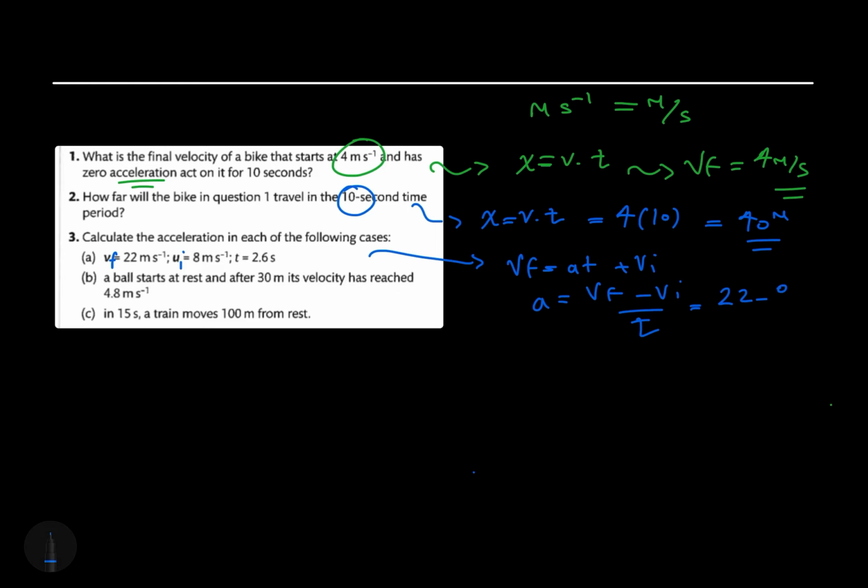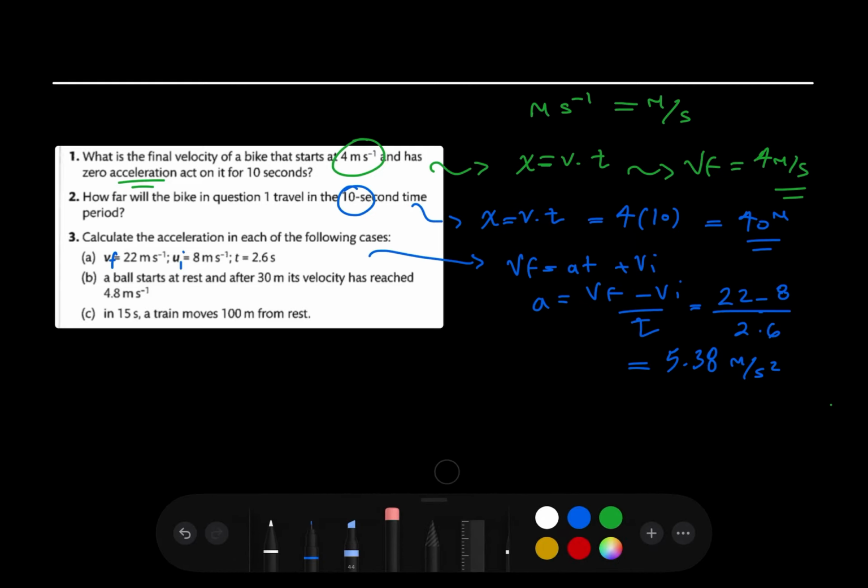Anyways, the answer is going to be 22 minus 8 divided by the time taken, which is 2.6 seconds. Let's do the calculations for that. 22 minus 8 is 14, divided by 2.6. That's 5.38 meters per second squared. That's the unit of acceleration.